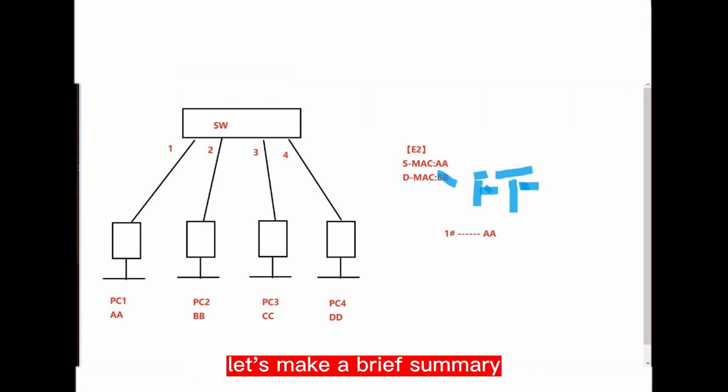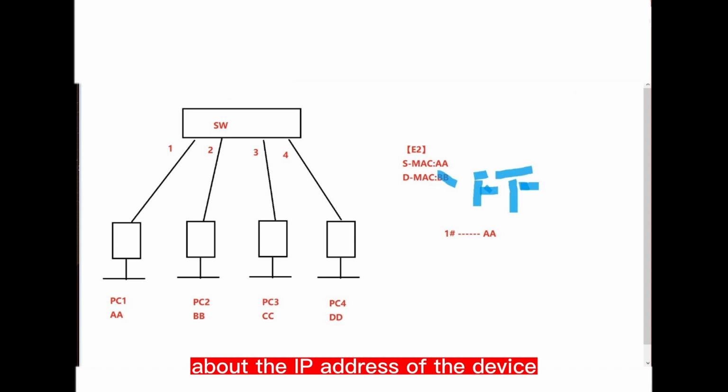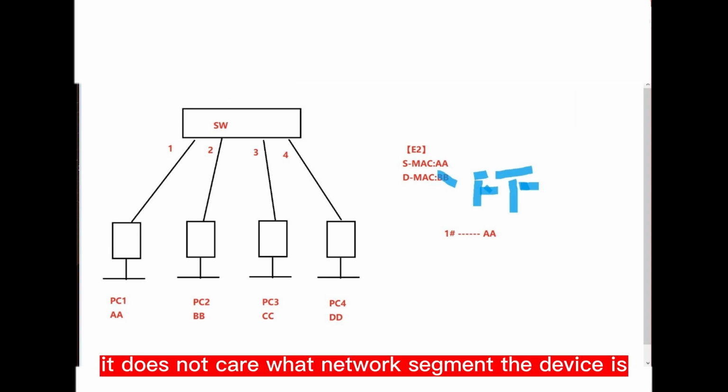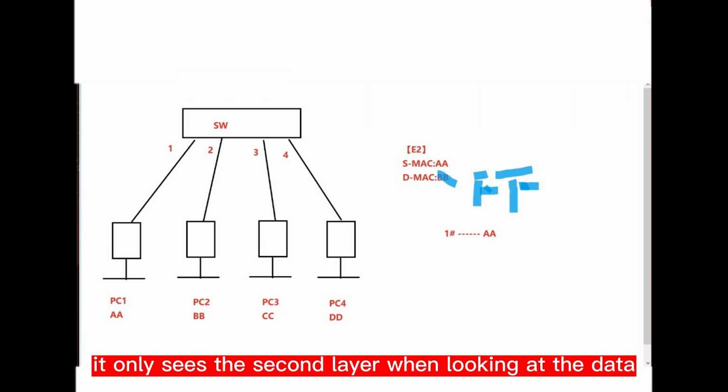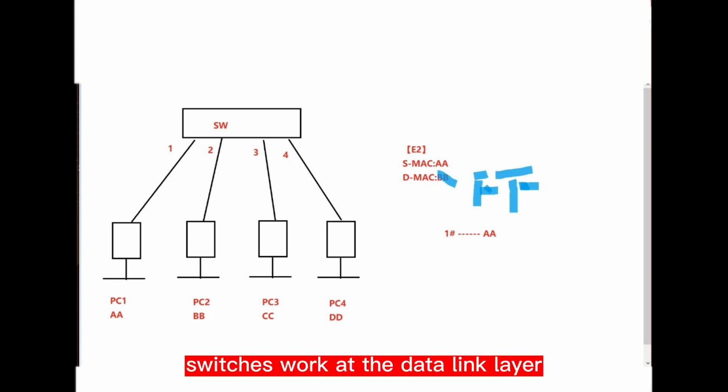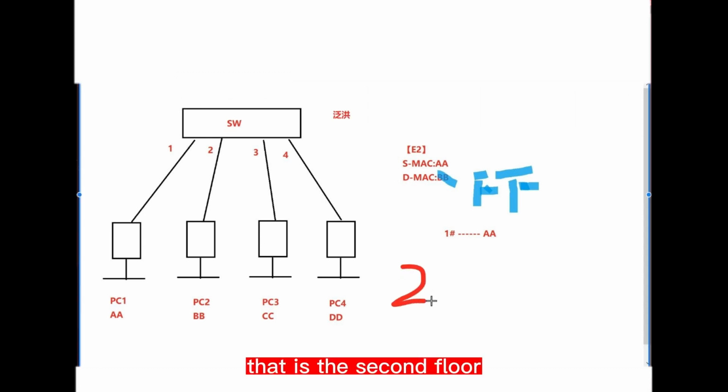Let's make a brief summary. For switches, it doesn't actually care about the IP address of the device. It does not care what network segment the device is in. It only sees the second layer when looking at the data. Switches work at the data link layer, that is, the second layer.